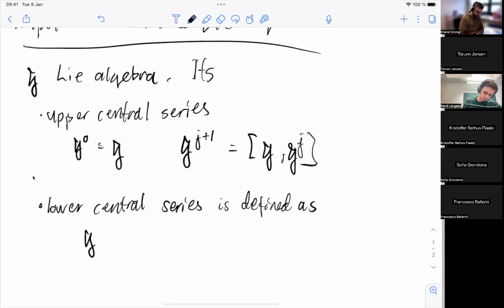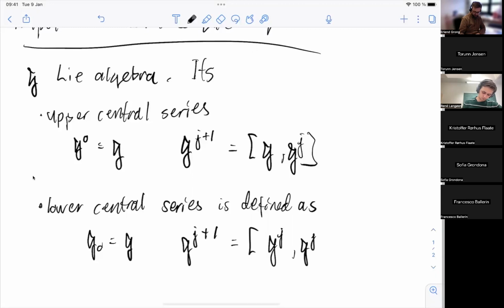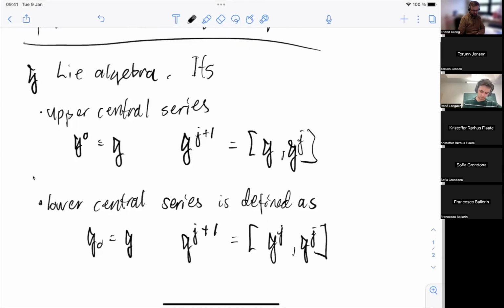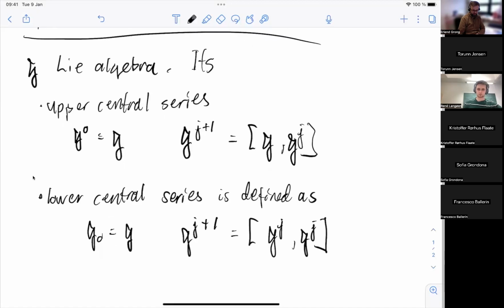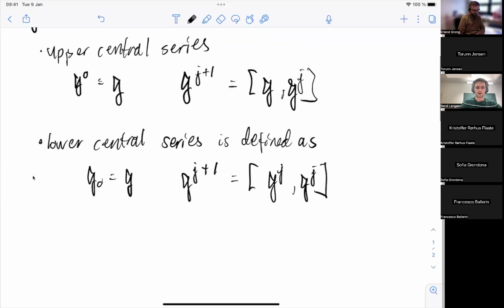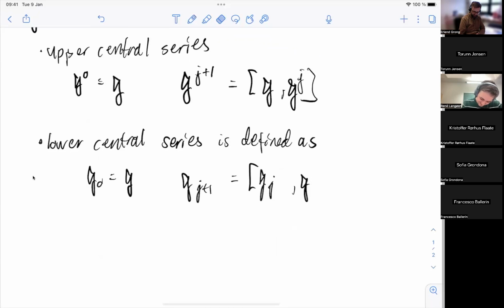is defined in a similar way. Let's say lower, where the indices go low. We start off with G, and then the only difference is that here we are not inserting the whole Lie algebra at each point. We are inserting just the previous thing that we got from the bracket inside. Remember to keep those indices down. Yes, that's a good point. So here we should take them down. Thank you very much, Hannah.